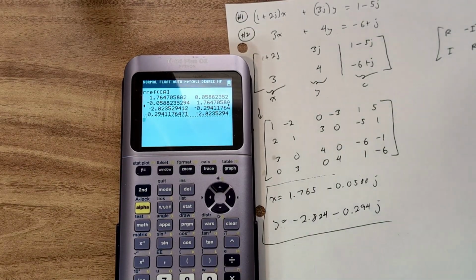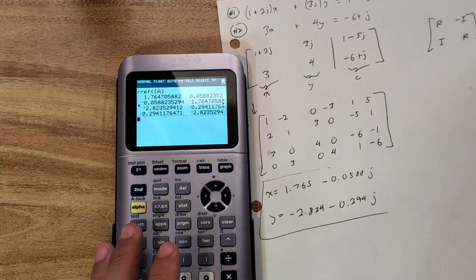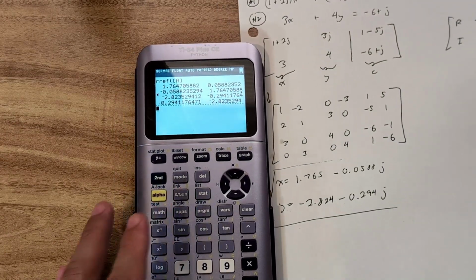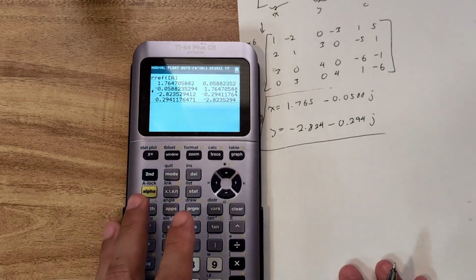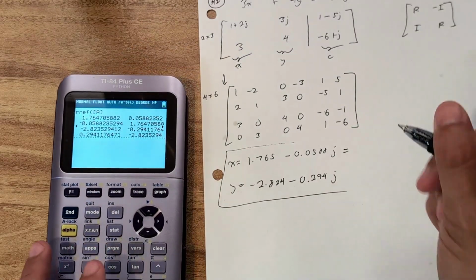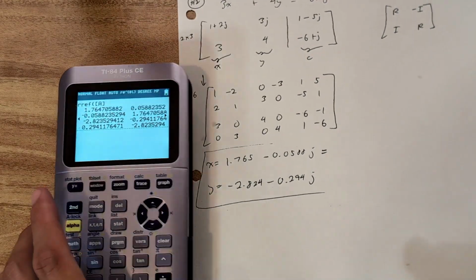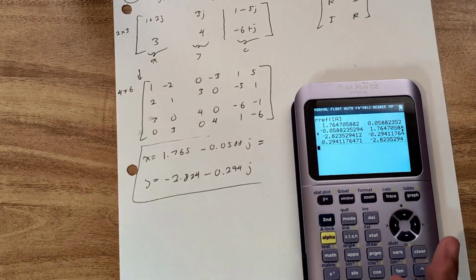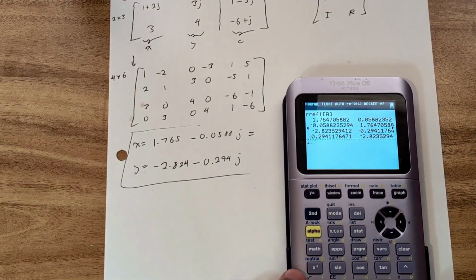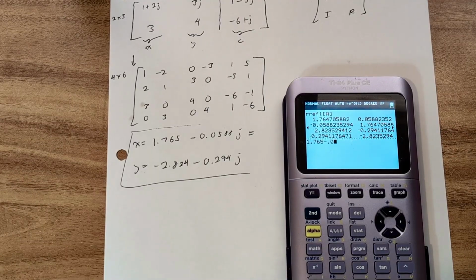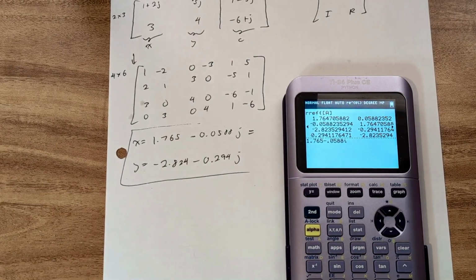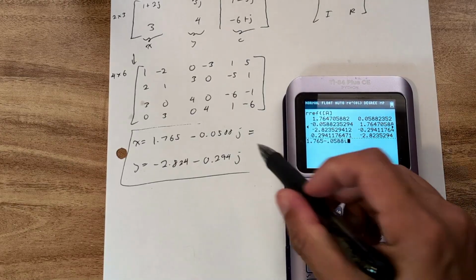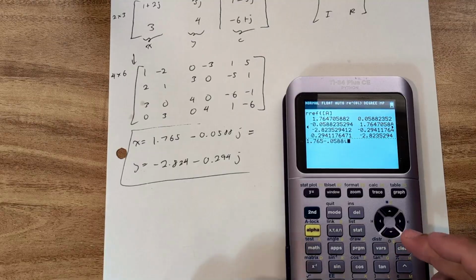But if you're taking a circuits class, your professor might want you to convert this to polar form. So we're going to do just that. We're going to convert this to polar form and give you the answer in polar form. So your X is going to equal, in polar form, you're just going to put the number down on your calculator: 1.765 minus 0.0588 I, because there's no J on the TI-84. They represent imaginary numbers as I, so just pretend J is the same thing as I.